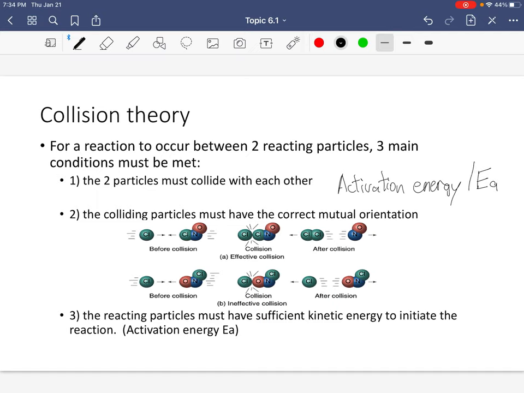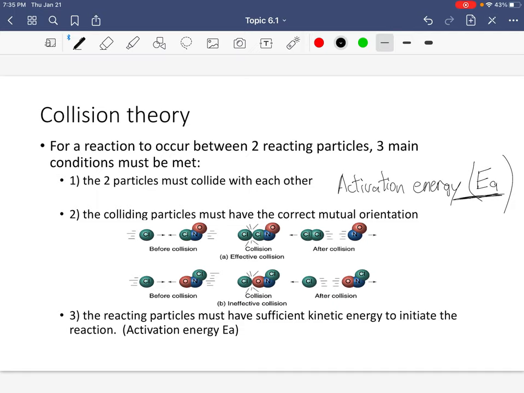All right. So when two particles hit each other and do not reach the activation energy, they're really just hitting each other and no reaction will occur. But if they hit each other with a lot of force, basically overcoming this activation energy barrier, they will react. We'll look more into EA when we start looking at the Maxwell Boltzmann distribution graph. Number two, the colliding particles must be colliding at the right place.